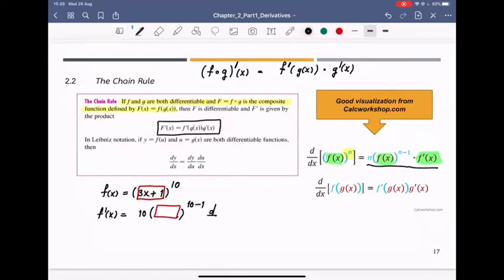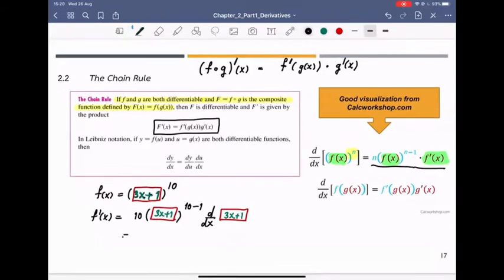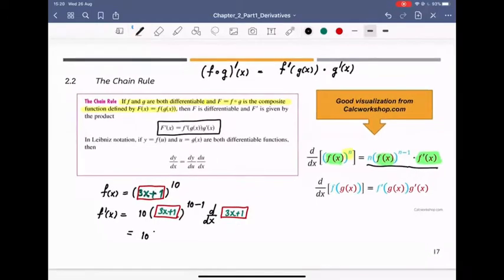And then I have to differentiate my inner function that I box in red again, right? So that means the thing that I box in red is 3x plus 1, right? So at the end, you're gonna have 10 times (3x plus 1) to the 9 power, and then differentiate 3x plus 1 with respect to x. So you get 3 by using the formula, and then you get 30 times (3x plus 1) to the 9 power. Make sense?